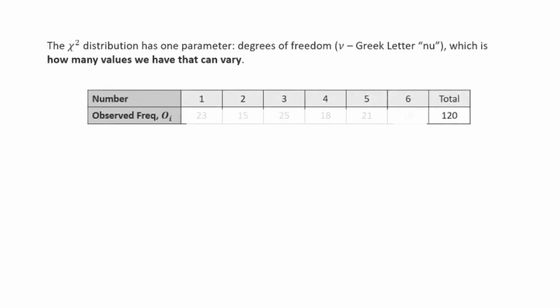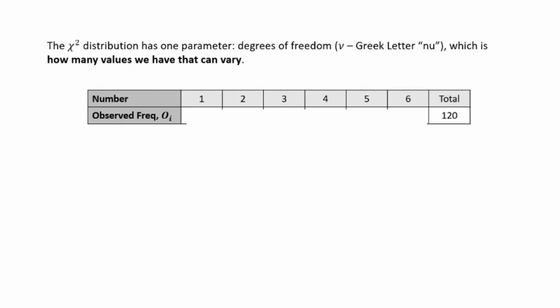Okay, so here we're just moving on to have a look at degrees of freedom. When you're working with the chi-squared distribution, there's only one parameter for the distribution, and that is the degrees of freedom. We use the Greek letter nu, which looks very much like a V, and this denotes the degrees of freedom. Degrees of freedom talk about how much the values that we're working with can vary.